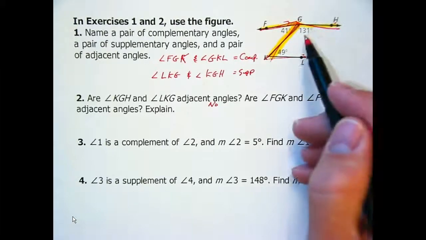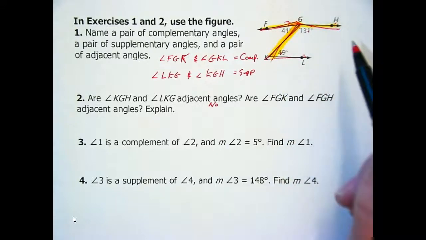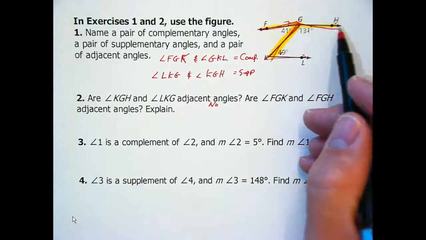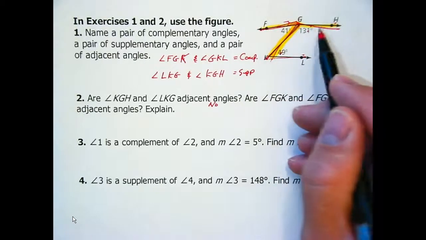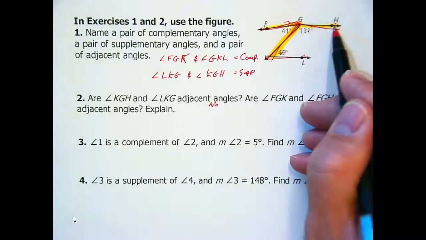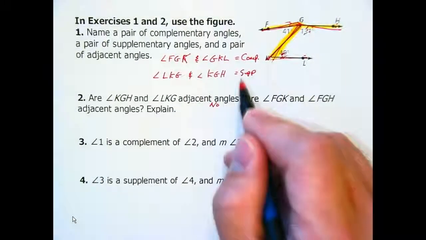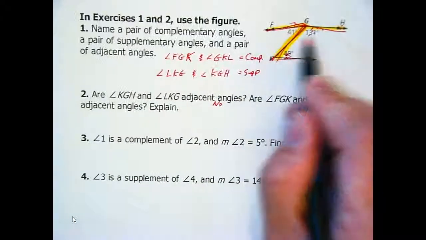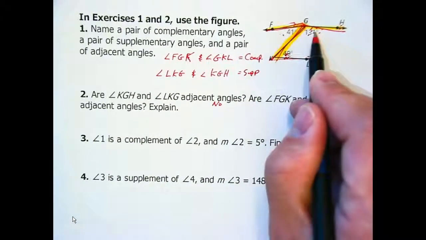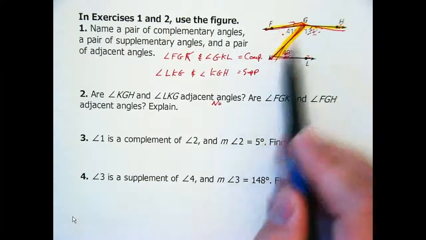131 and 49? Right here and here? Yeah, isn't that what we said? LKG and KGH. Yeah, these are supplementary. Yep, these two. The ones we traced were our adjacent angles. Okay?